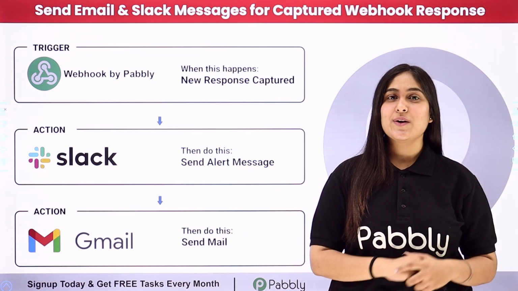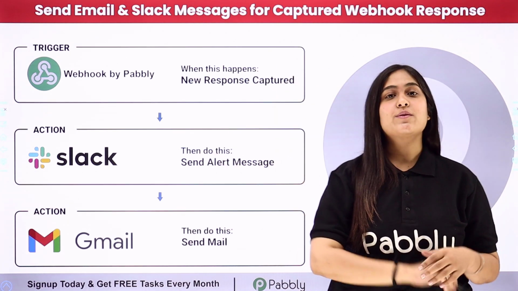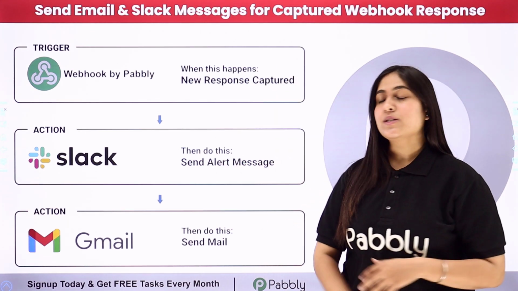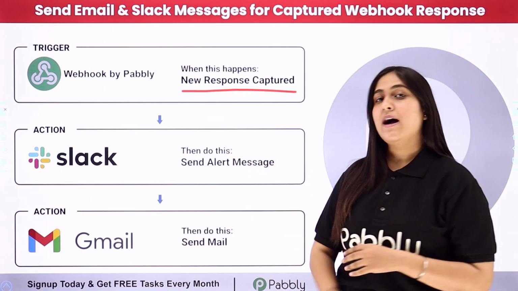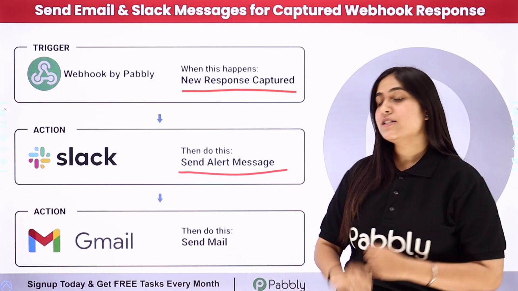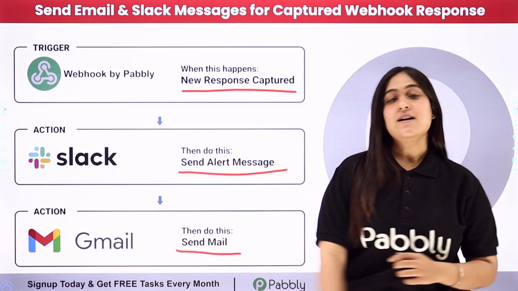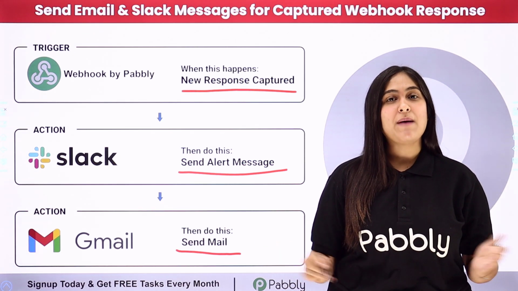So in this video we are going to learn how to send email and Slack messages for captured webhook response. So in this case I want whenever a new response is captured in my webhook by Pabbly, automatically an alert message should be sent to my team on my Slack channel and also a mail should be sent to that lead.